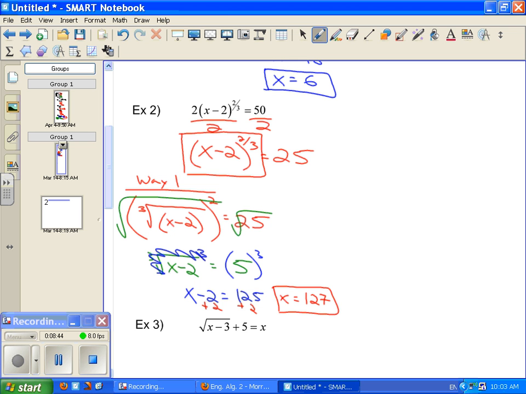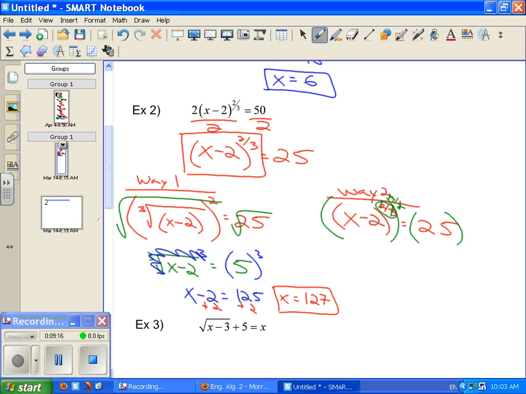Okay, that's one way. That's not what I would have done. Way 2, I am still back here. x minus 2 to the 2/3 equals 25. Right? What would I like this exponent to be? 1. So if I were to raise this whole side to some power, what would I have to raise it to in order to get this to be a 1? Close. 3/2. Because then the 3's and the 2's will cancel, right?